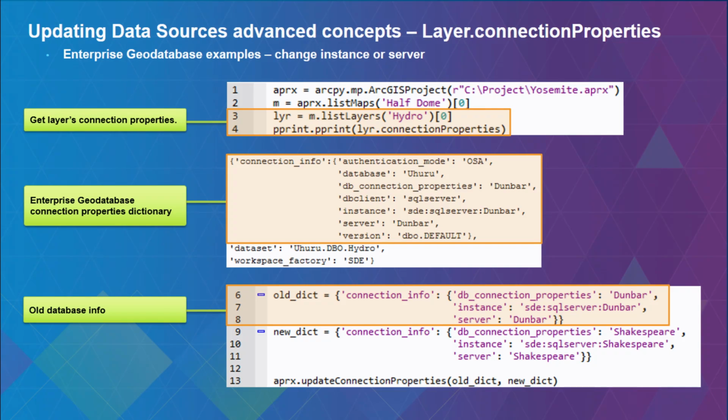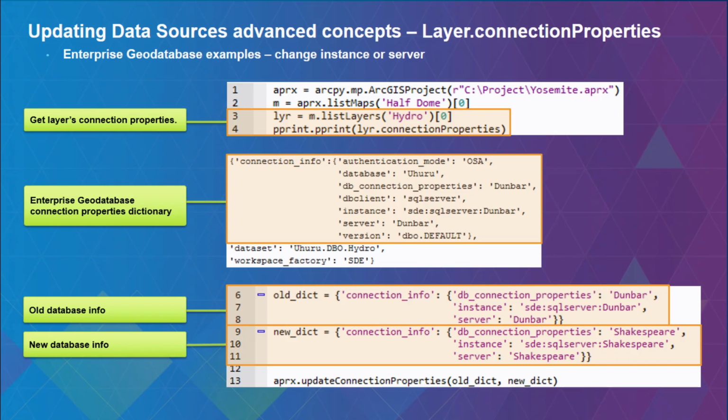So first off, I would make a dictionary that defines the connection properties that I'm going to search for. So this is the old server name, Dunbar. And then I define a new connection properties dictionary that has the new server name, and that's Shakespeare. And then finally, I do a find and replace on the project, updating just those relevant pieces of the connection properties. And so that will update all the applicable layers to the new database server, without having to create new database connection files, and without needing to know all my users' usernames and all their passwords. So that could be potentially pretty useful.